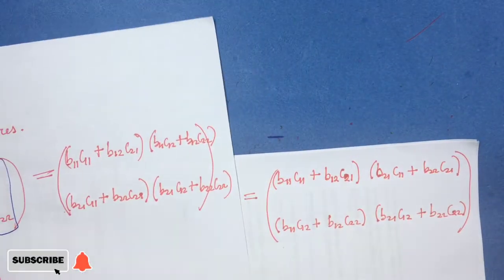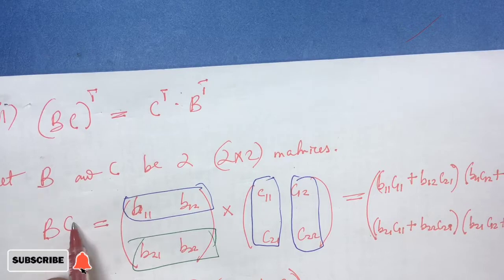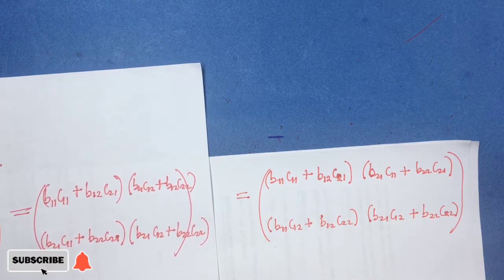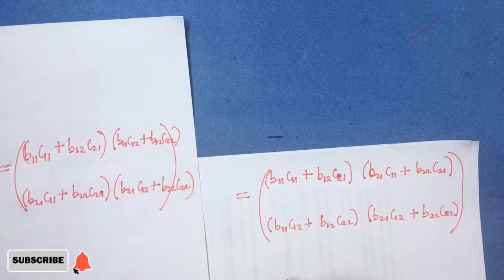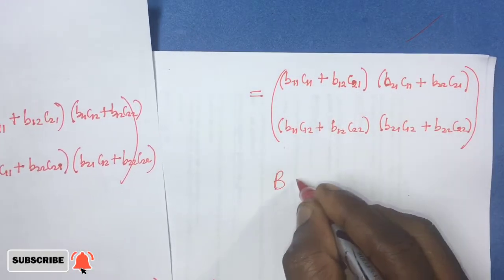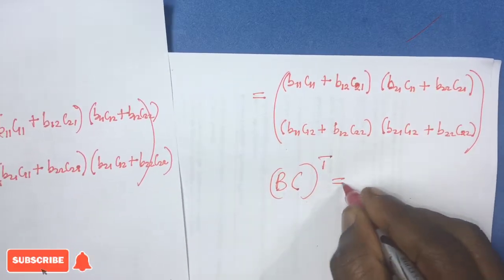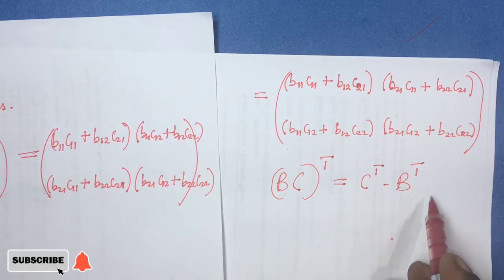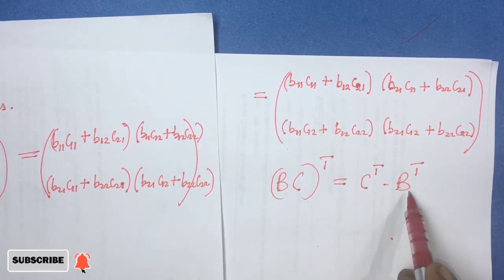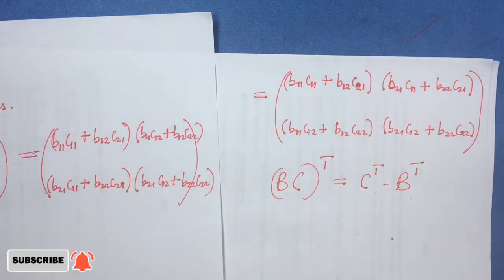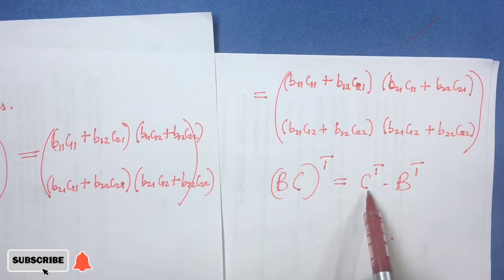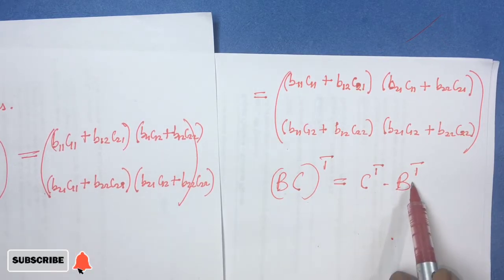Now this was the result for B times C. If you compare this result of B times C with this result, you will notice they are the same. So what does that tell you? It tells you that B times C all transpose is the same thing as C transpose times B transpose. Notice that it is not B transpose times C transpose. It is C transpose times B transpose. So when you multiply two matrices and thereafter take their transpose, the result is the same as taking the second matrix transpose times the first matrix transpose.